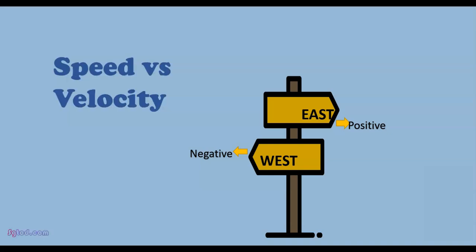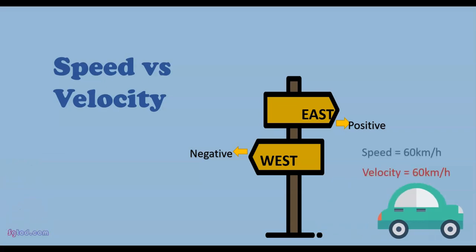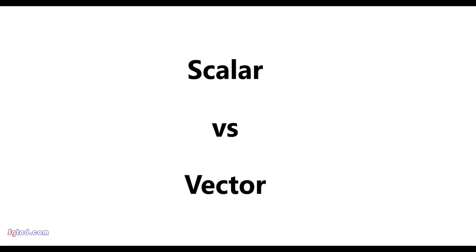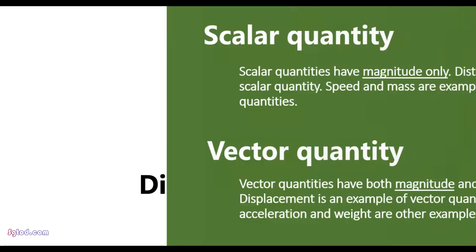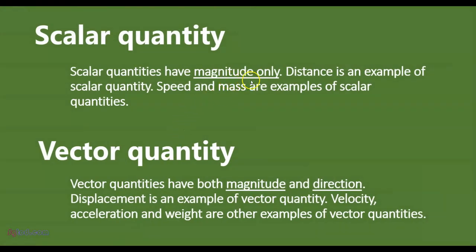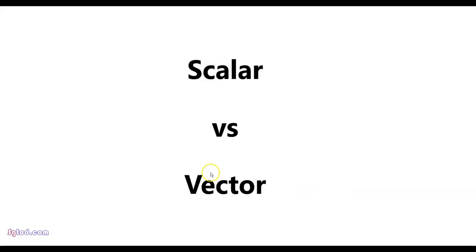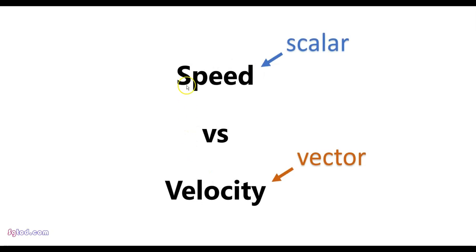In this video, we are going to go in depth into what is the difference between speed and velocity. In the previous lesson, we learned that distance is a scalar quantity, whereas displacement is a vector quantity. A scalar quantity has only magnitude, whereas a vector quantity has both magnitude and direction. In this lesson, we are going to learn another set of scalar and vector quantities, that is, speed versus velocity.